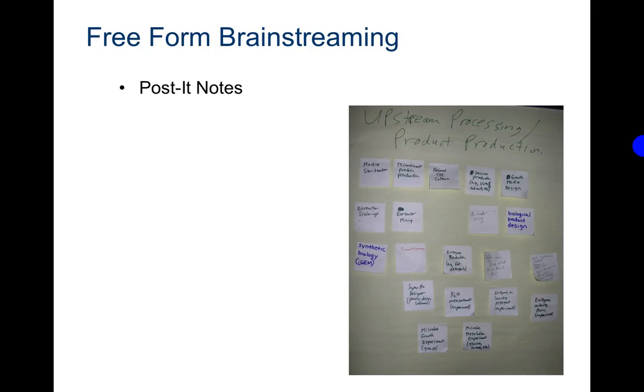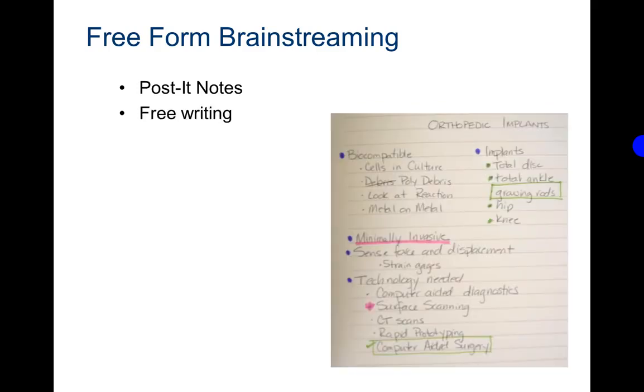All right, so free-form brainstorming. You can use Post-it notes. You can walk up to the whiteboard and write all of your ideas on the whiteboard. All right, you can use paper. Use just free writing. Write it all down. Blurting things out.